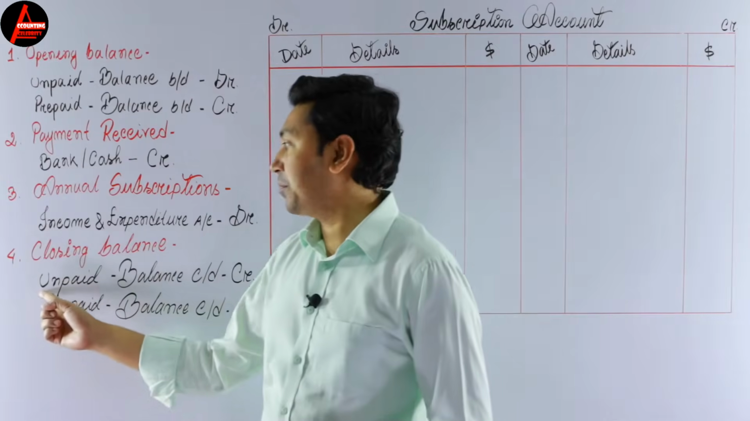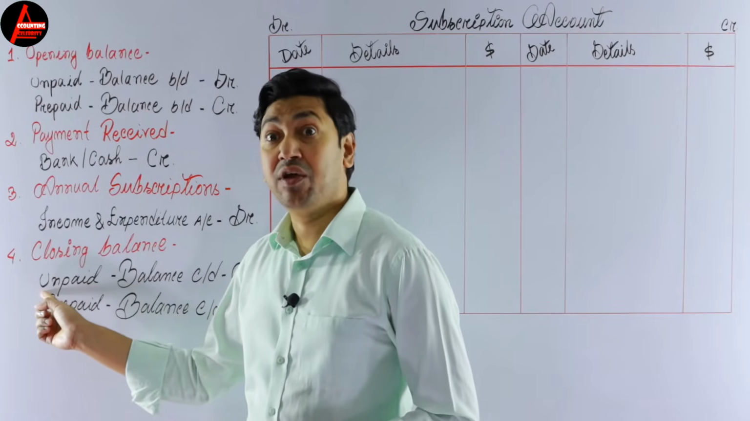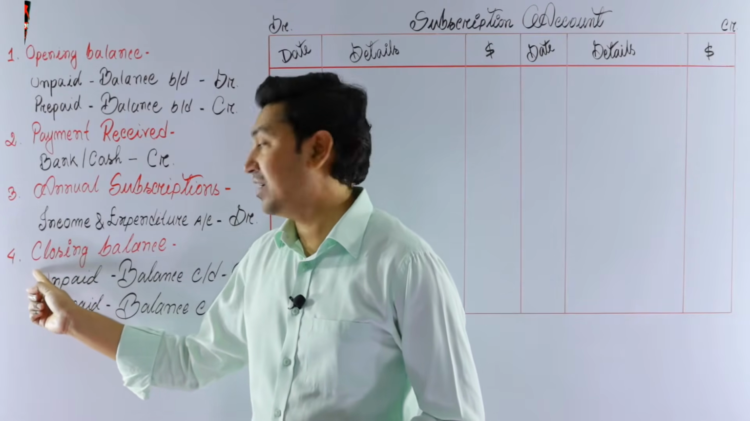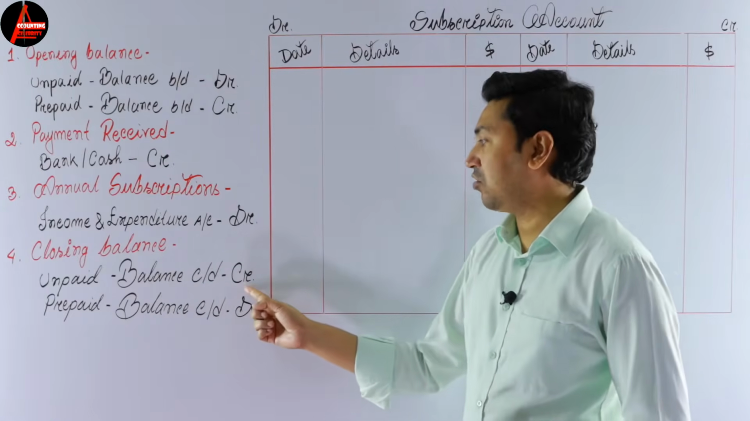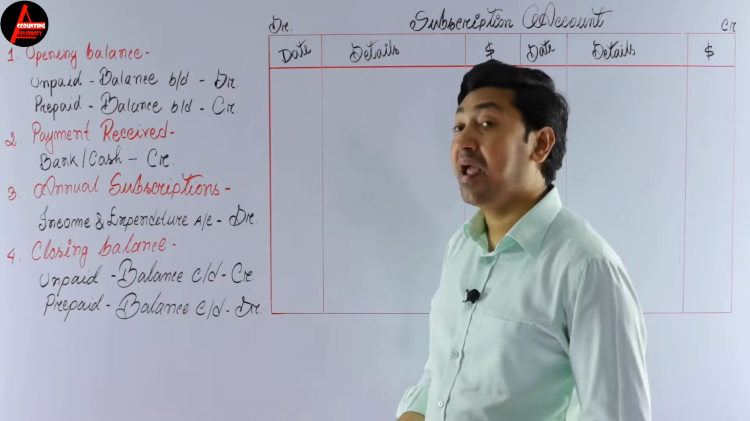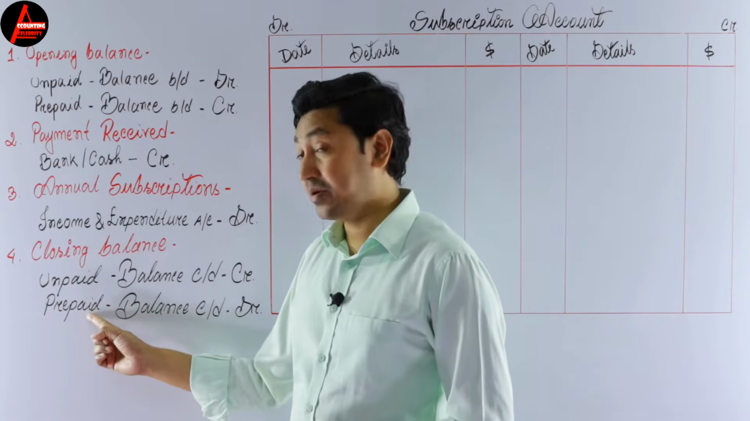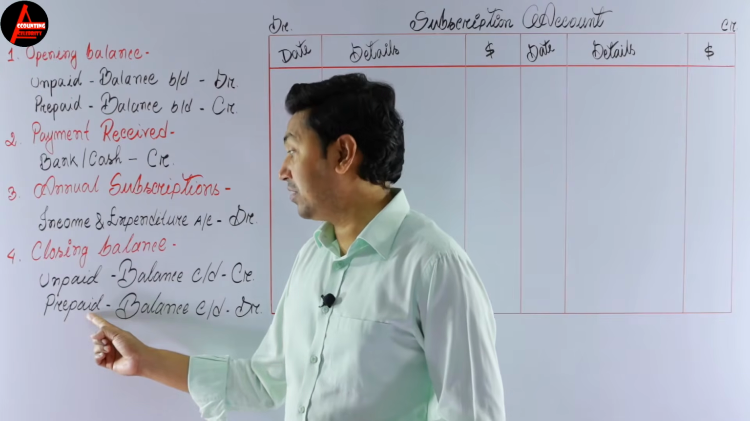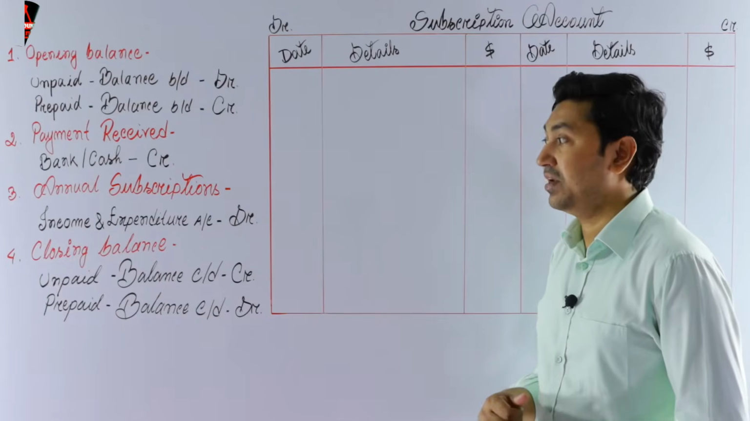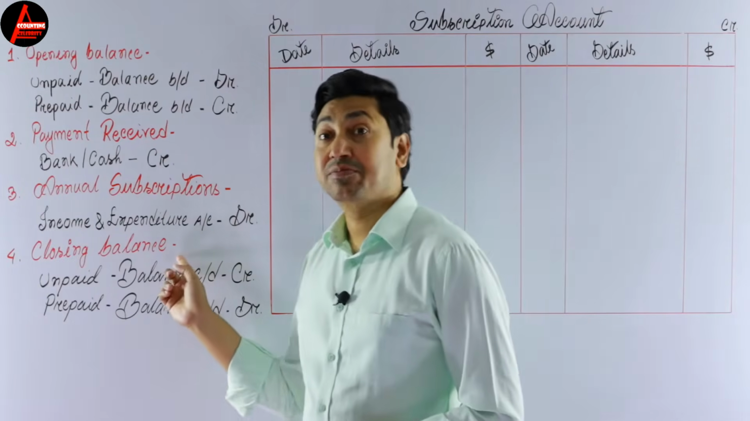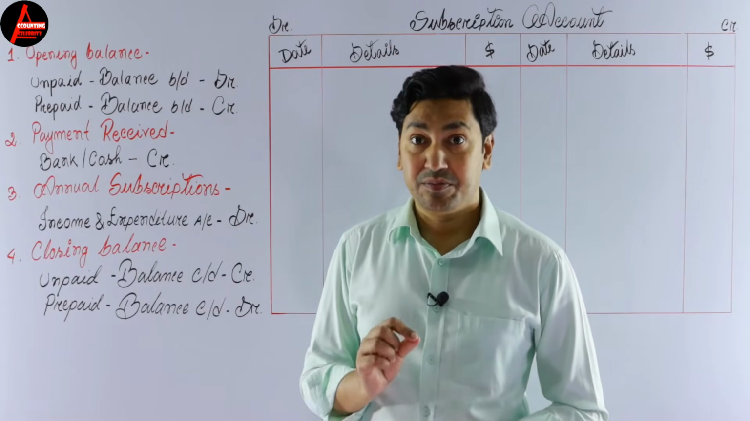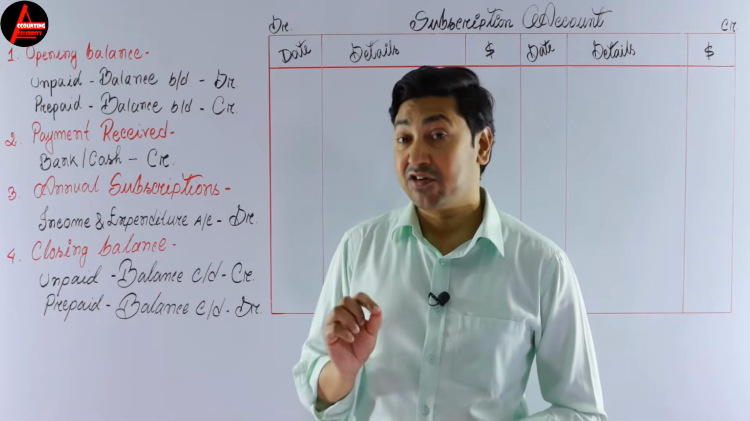If there is an unpaid or outstanding or owing subscription on the last day of the financial period, it is balance c/d and you have to record it on the credit side here. If there is any prepaid or advance subscription on the last day of the period, then it is also balance c/d but will be recorded here on the debit side. So remember, closing balance means the balances on the last day of the financial period. The date will be clearly written in the question.